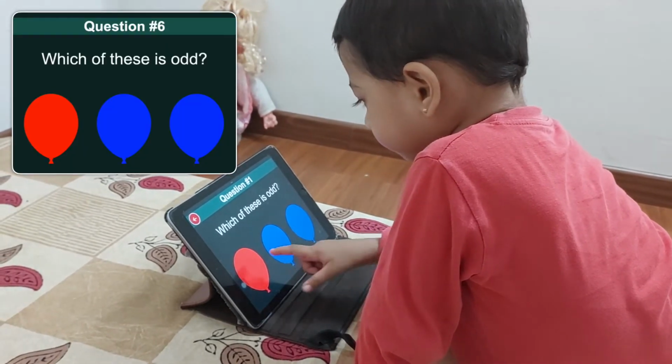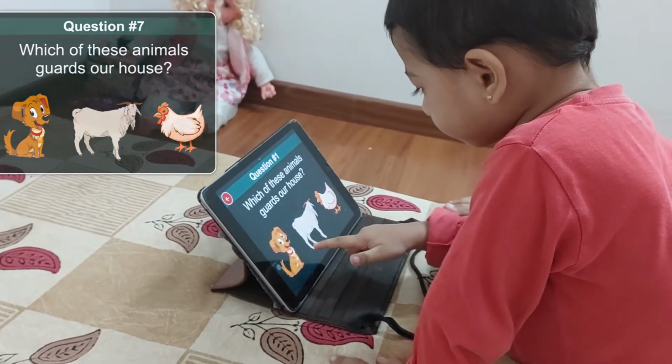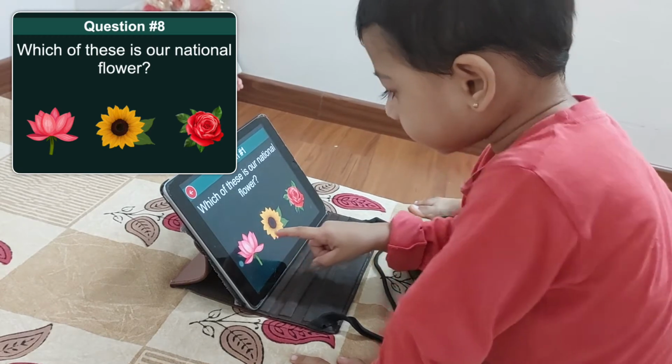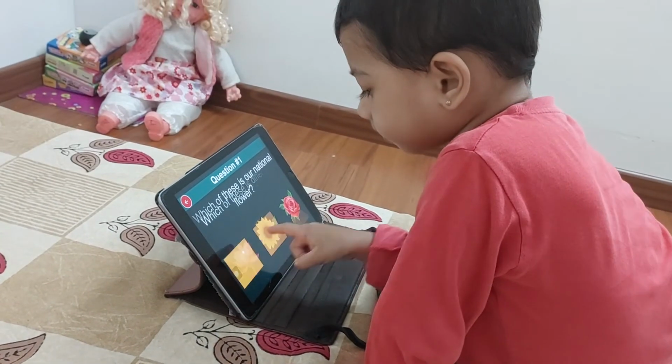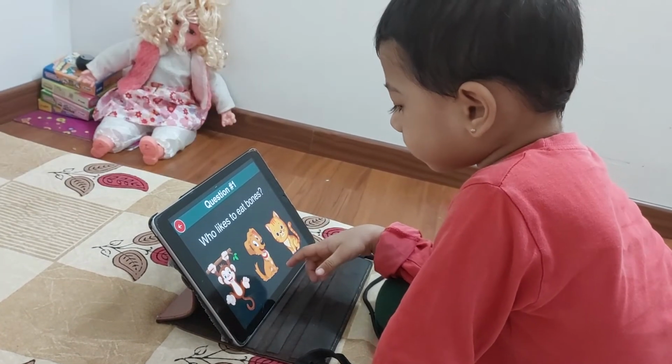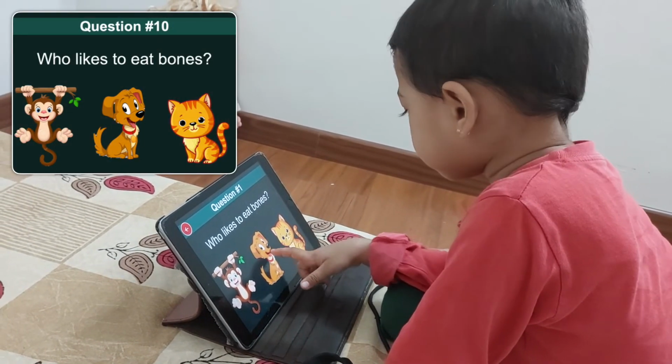Which of these is odd? Which of these animal guards our house? Which of these is our national flower? Which of these is different? Who likes to eat bones?